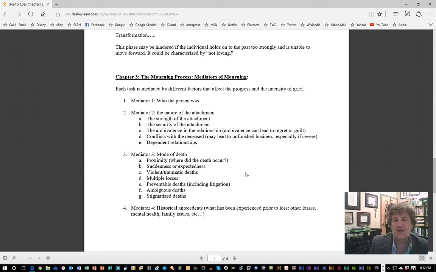One thing that we do know is that if there's litigation involving a deceased, grieving does not end until the litigation ends. Ambiguous deaths, so deaths where there are questions, or stigmatizing deaths. All of these things really relate to how we experience the grieving process. Mediator 4, historical anecdotes. What has been experienced prior to loss? Have you experienced other losses? What's your current mental health? Do you have any family issues?